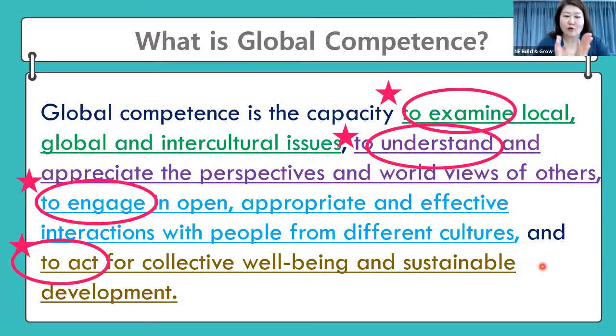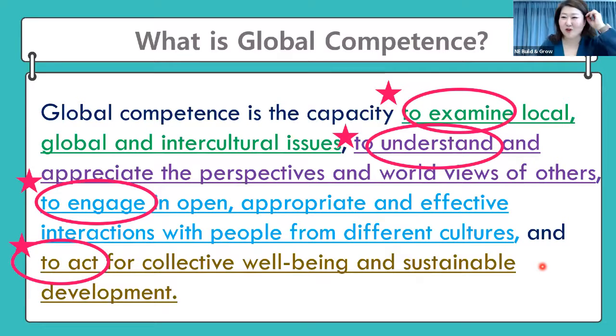Now we're going to look into what global competence is. So let's read this through all together. Global competence is the capacity to examine local, global, and intercultural issues, to understand and appreciate the perspectives and worldviews of others, to engage in open, appropriate, and effective interactions with people from different cultures, and to act for collective well-being and sustainable development.